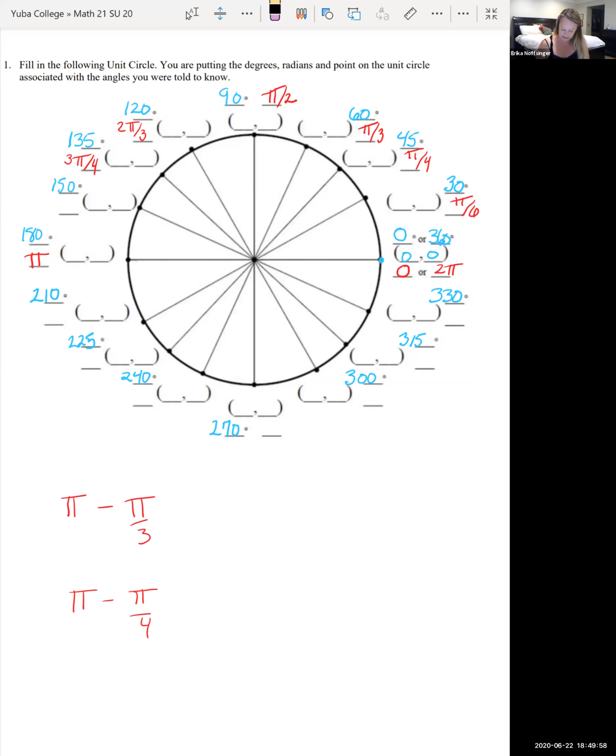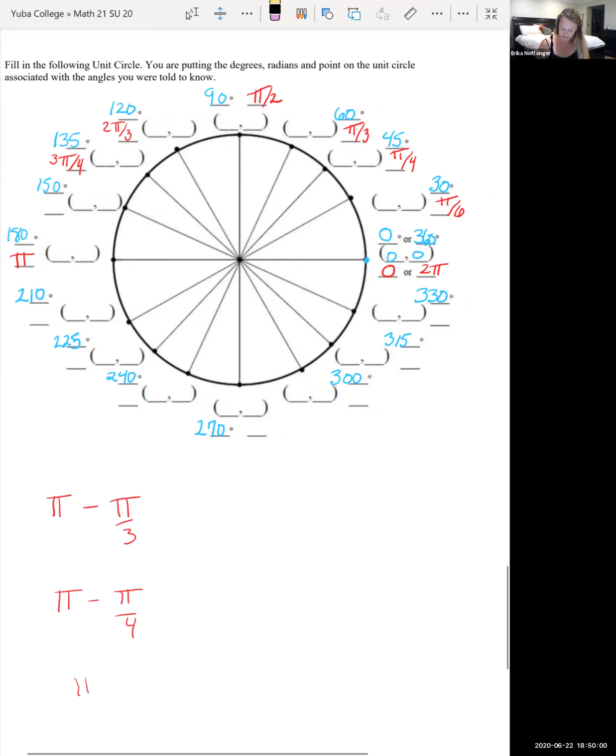Pi minus pi over 6. So 6 pi over 6 minus 1 pi over 6 is 5 pi over 6. Now do the same thing, but now we're going to get to the third quadrant. We would use our reference angles of pi thirds, pi fourths, and pi over 6, but we would add them to pi.